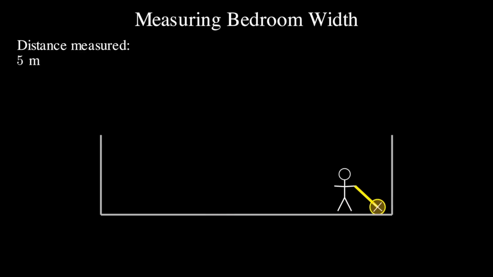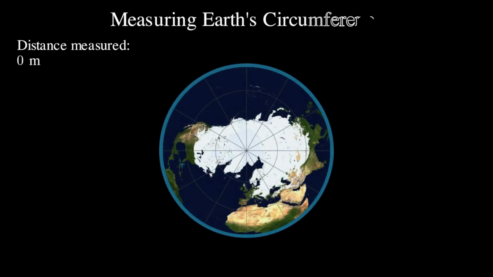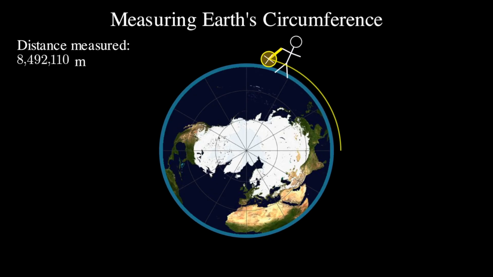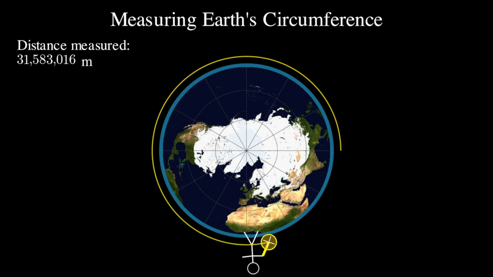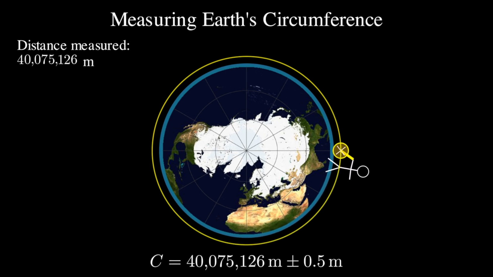half a meter wide. Now imagine you are asked to measure the circumference of Earth around the equator with the meter wheel. Let's imagine you can do this, ignoring all the mountains and oceans and other obstacles that might get in your way. After a very long walk, you measure the circumference of Earth is 40,075,126 meters plus or minus half a meter.